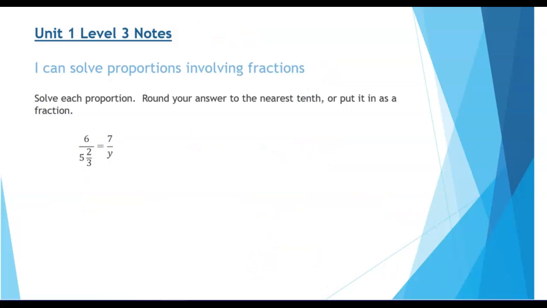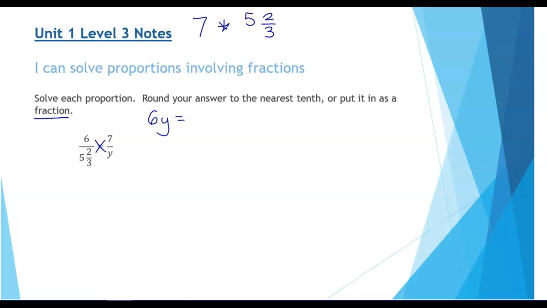Now we're going to leave it as fractions. So I'm going to enter my final answer as a fraction. So let's start cross multiplying. 6 times y is 6y. And now that's equal to 5 2/3 times 7. All right, so 5 2/3.